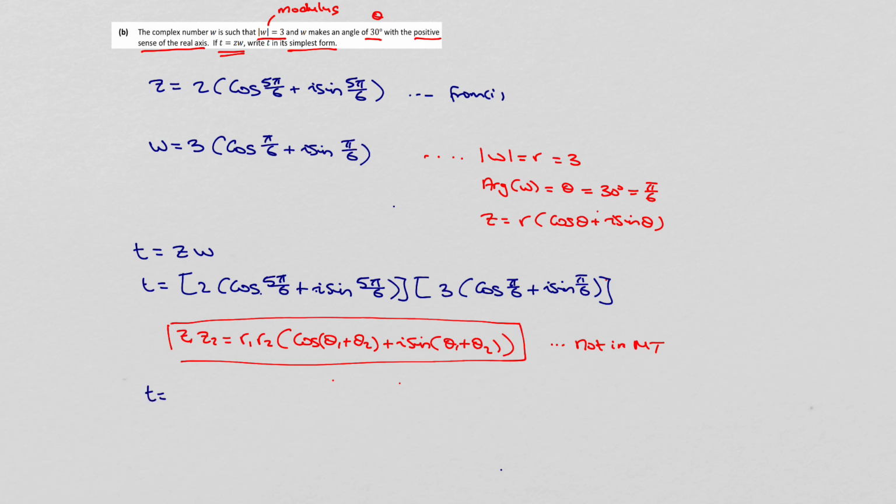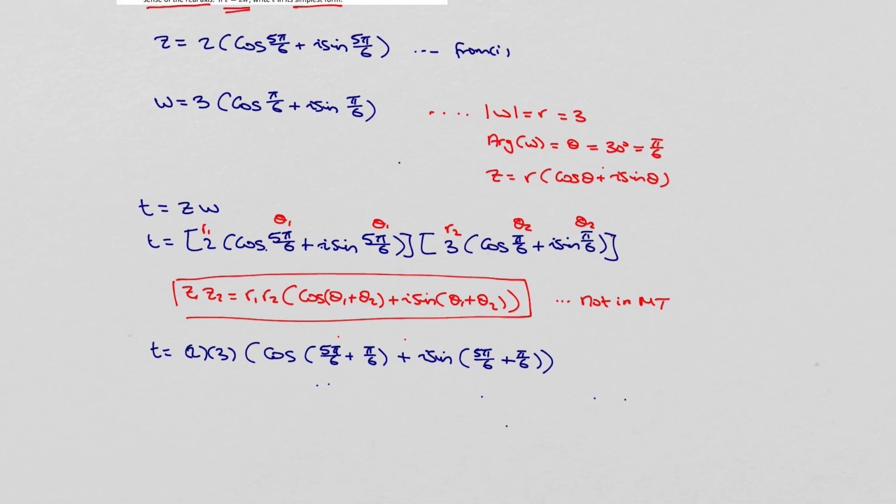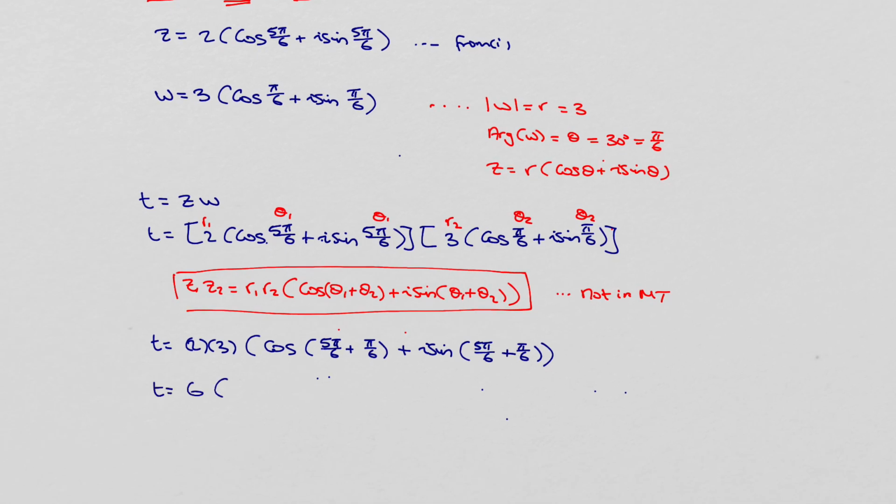Okay, so t then is the product of their moduli. So here's r1, modulus 1. Here's r2, modulus 2. Here's theta 1. And here's theta 2. So if we multiply 2 by 3 there, and if we add 5 pi over 6 and pi over 6, and do the same for sine, so it's 5 pi over 6 and pi over 6, then t is 6 times cos, and 5 pi over 6 plus pi over 6 is 6 pi over 6, which simplifies down to pi.